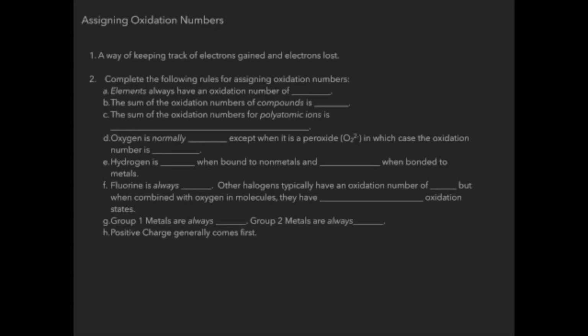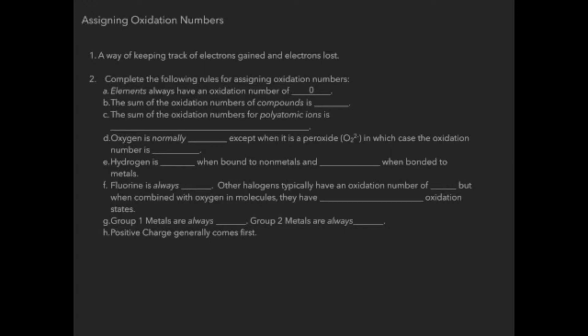Let's look at some rules with regards to assigning oxidation numbers. Now, oxidation numbers are simply a way of keeping track of how many electrons are gained, how many electrons are lost, and by whom. So, in order to understand oxidation-reduction reactions, we have to be able to assign these oxidation numbers. To start off with, elements always have an oxidation number of 0. If they have no charge and they're by themselves, they have a 0 oxidation number.